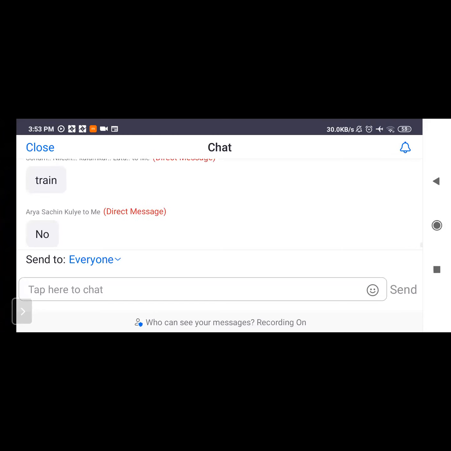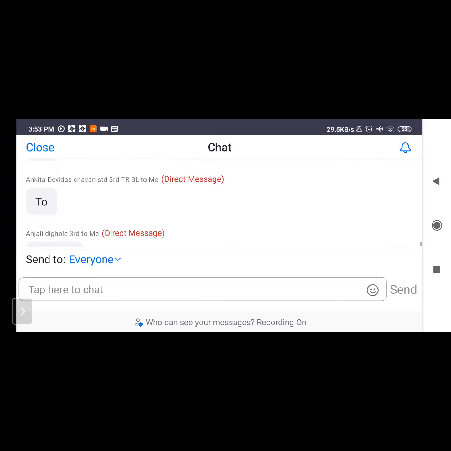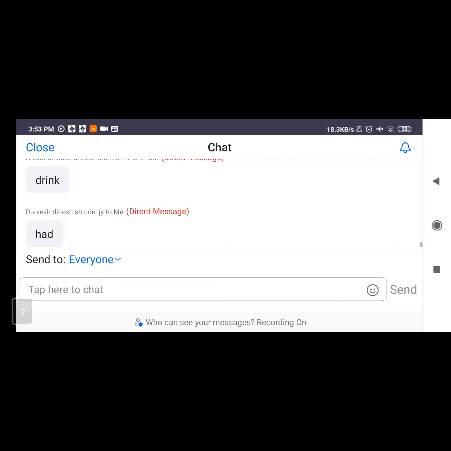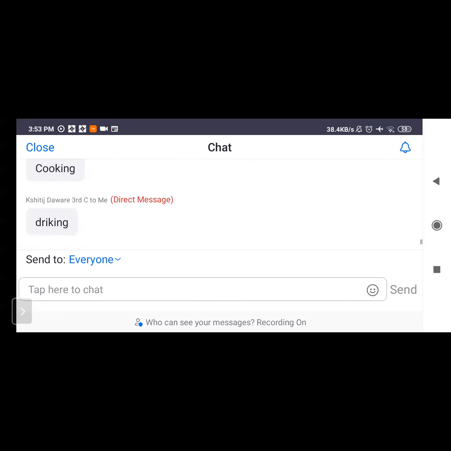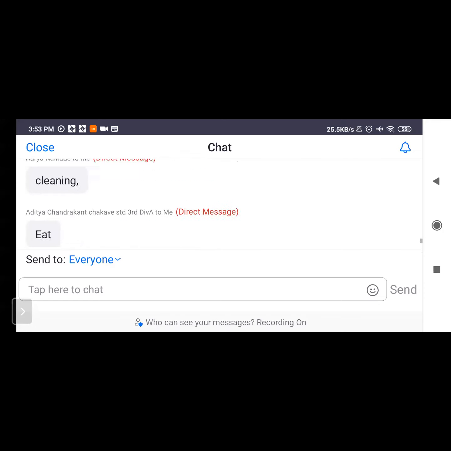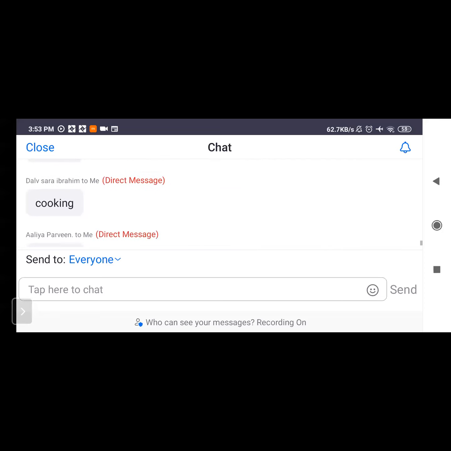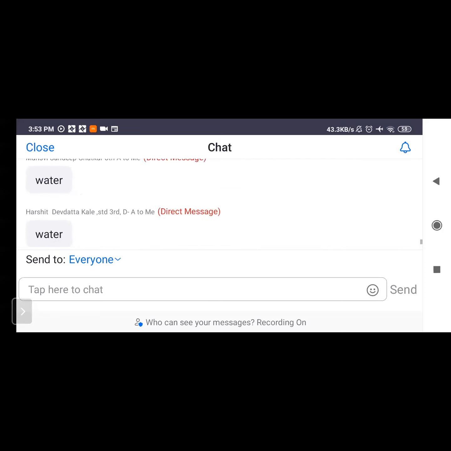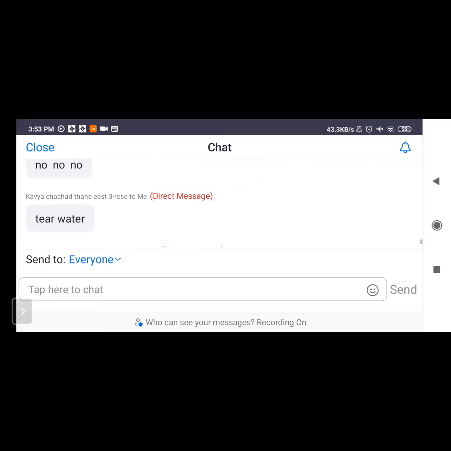For what is water used? Yes, for what is water used? Okay. What happens when we cry? What flows from our eyes? What happens when we cry? What flows from our eyes? When you cry, what flows? What, children? Tears. Very good.